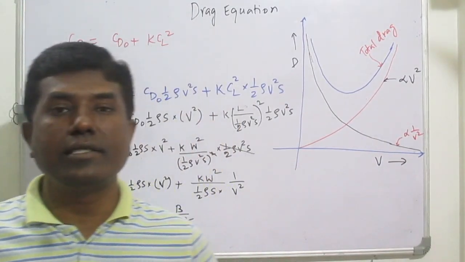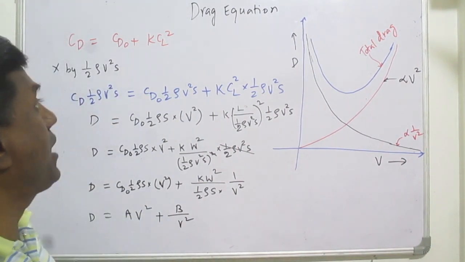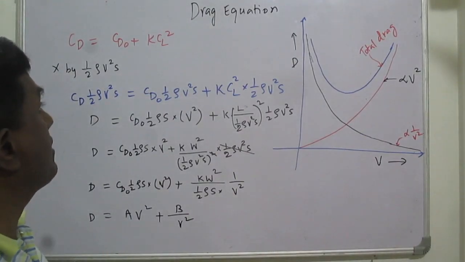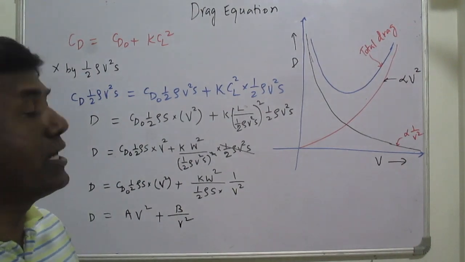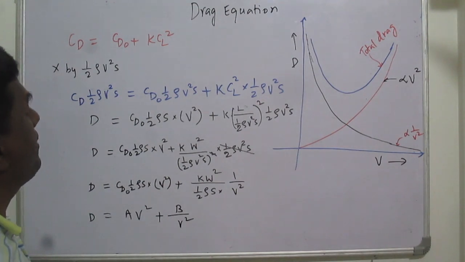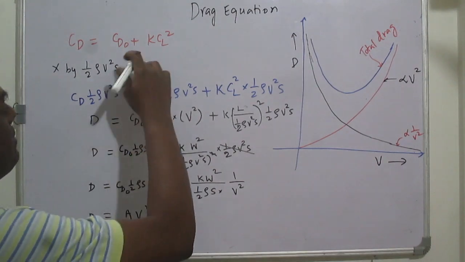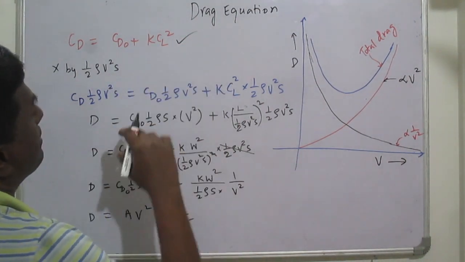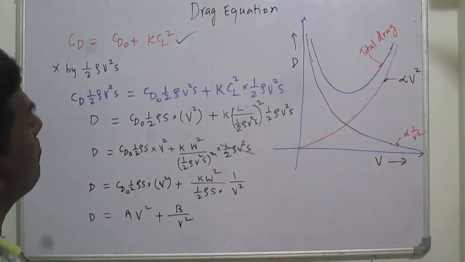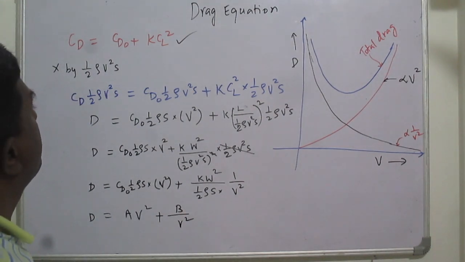Hello everyone, in the series of learning aerodynamics, in this class let us discuss the drag equation. In the previous classes we have seen how to derive the drag polar equation. If it is simplified, the final equation will be something like this: CD equal to CD naught plus K CL square, because we are considering only the induced drag component.